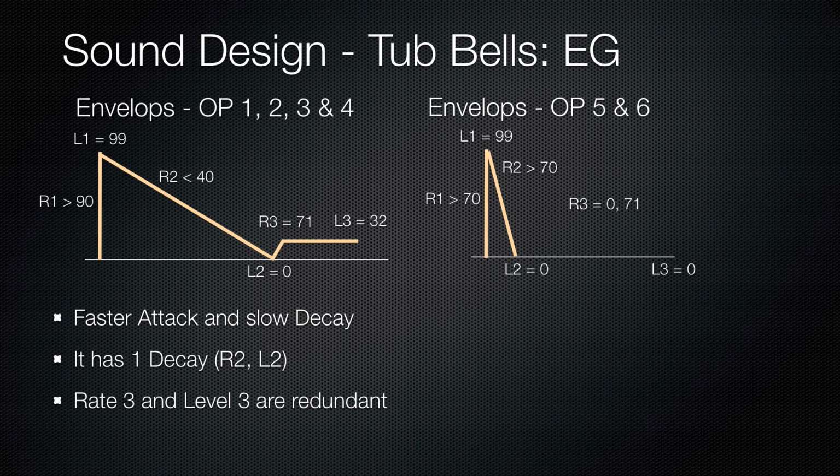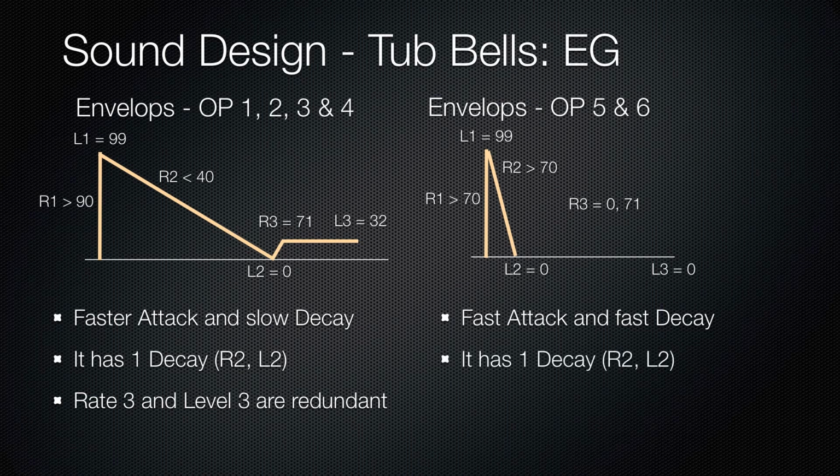For operators 5 and 6, their envelopes have fast attack and fast decay. They quickly reach level 2, which is 0. So, they have one decay, which is controlled by rate 2 and level 2. As these envelopes stop at rate 2 and level 2, rate 3 and level 3 are not required.